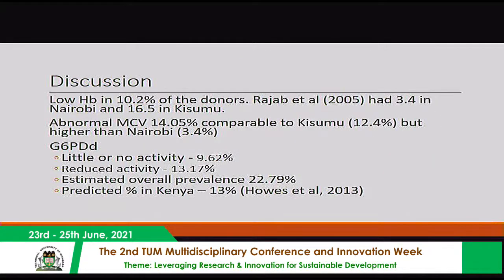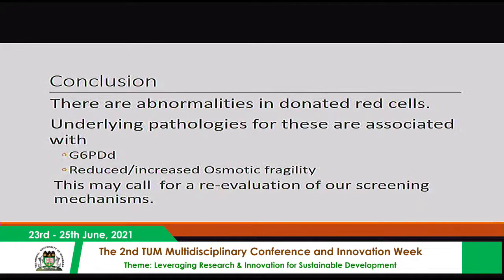Okay, next. Basically, I've just discussed this, so I think this is just a continuation of the results we have just been looking at. So in conclusion, we are saying that there is G6PD deficiency in the population, and there are also abnormalities in the red blood cells of those donors. Some of the donors have reduced or increased osmotic fragility, and therefore they may have some underlying illnesses.